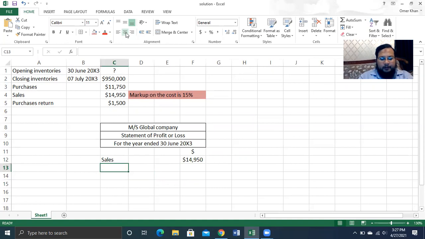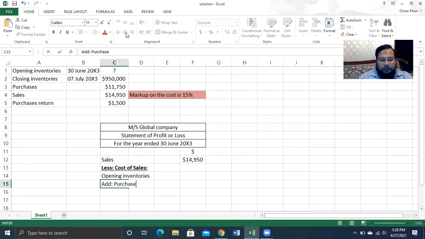So we will subtract cost of sales. As we know, we use opening inventories, then we add purchases, then we subtract purchases return, which are given in the question.